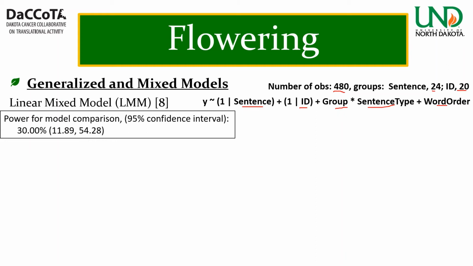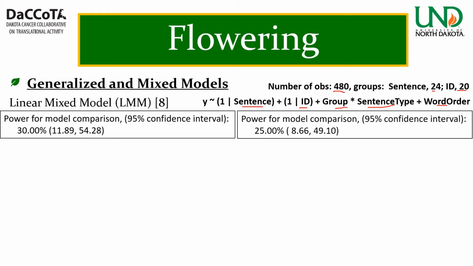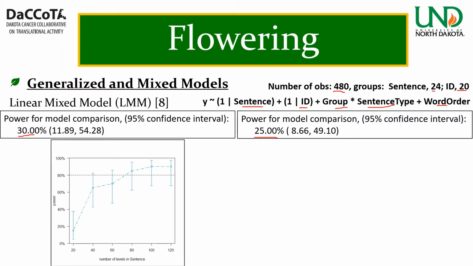So when we run these, initially power is well below 80 for both sentence and ID. So you can increase the numbers per random effect to determine how many you need. You essentially extend the model to theoretically include more sentences or more IDs, so those are individuals. And then you can run these power curves.